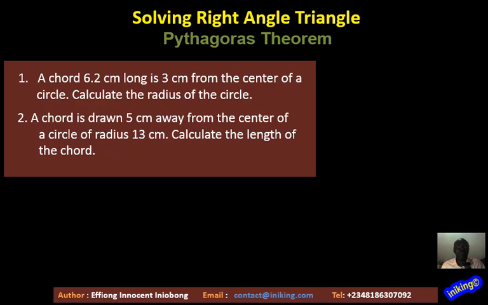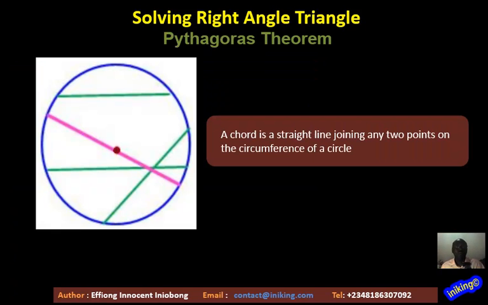To do this, first, what is a circle and what is a chord? We need to know what a circle is and what a chord is. Right from our primary schools, we all know what a circle is. A circle is simply a locus of points which are all of equal distance from a particular point. But what then is a chord? A chord is simply a straight line joining any 2 points on the circumference of a circle.